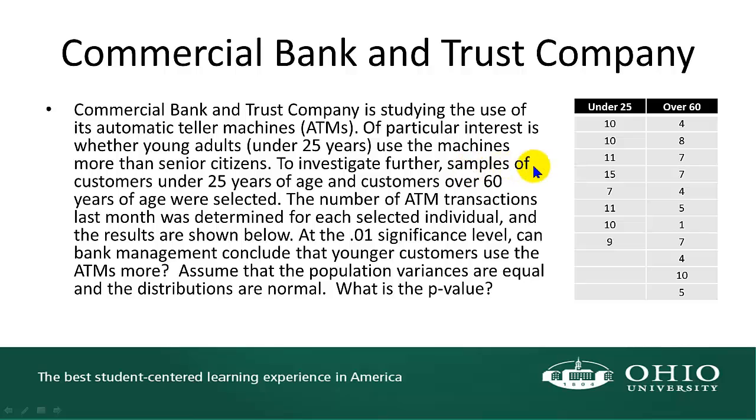To investigate this further, 60 samples of customers under 25 years of age and customers over 60 years of age were selected. The number of ATM transactions last month was determined for each selected individual, and the results are shown below. At a 1% significance level, can bank management conclude that younger customers use the ATMs more than their over 60 counterpart? Assume that the population variances are equal.